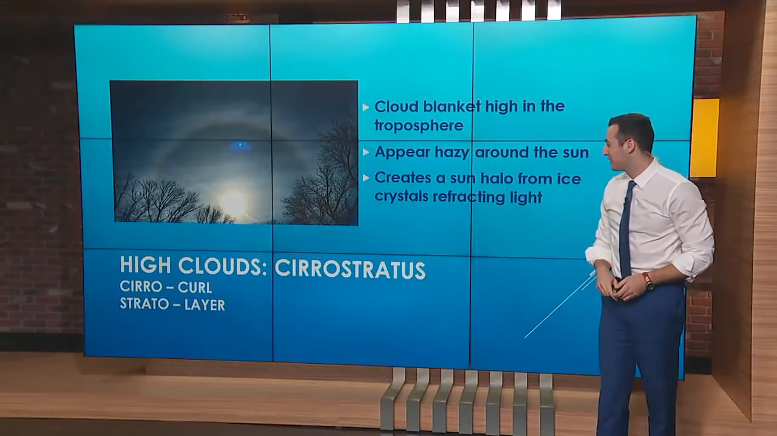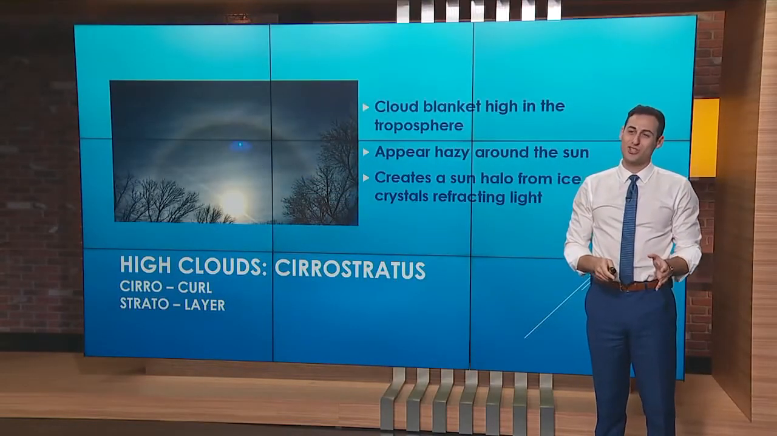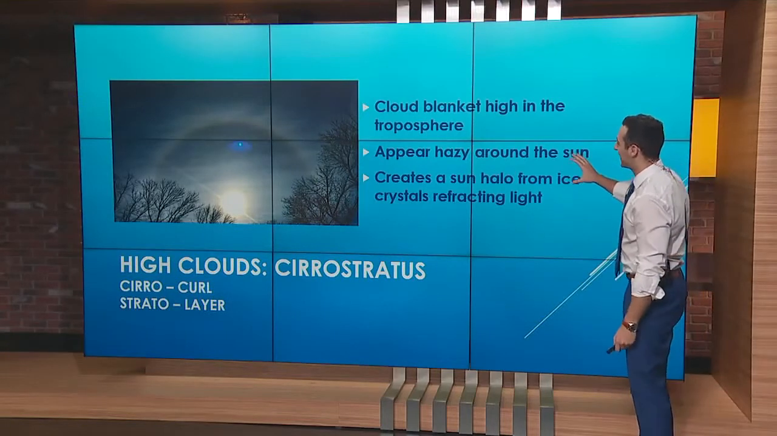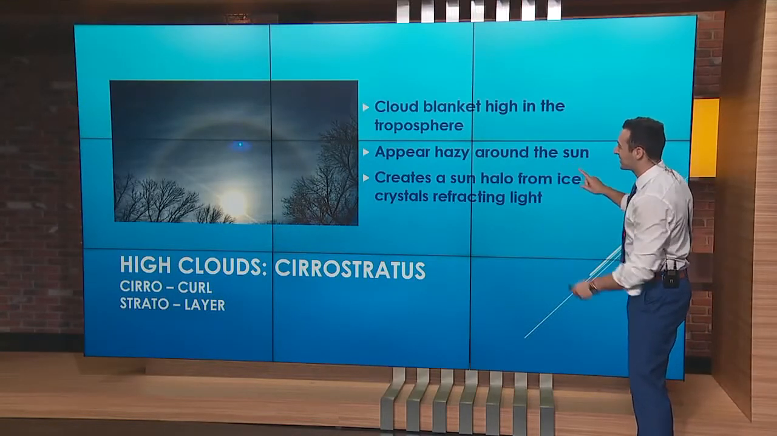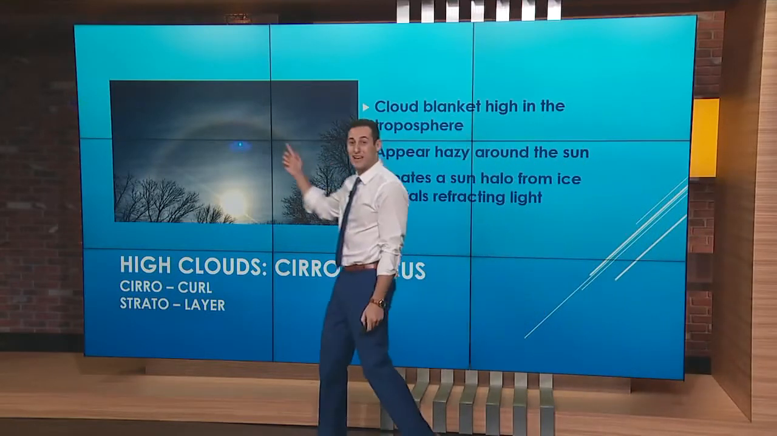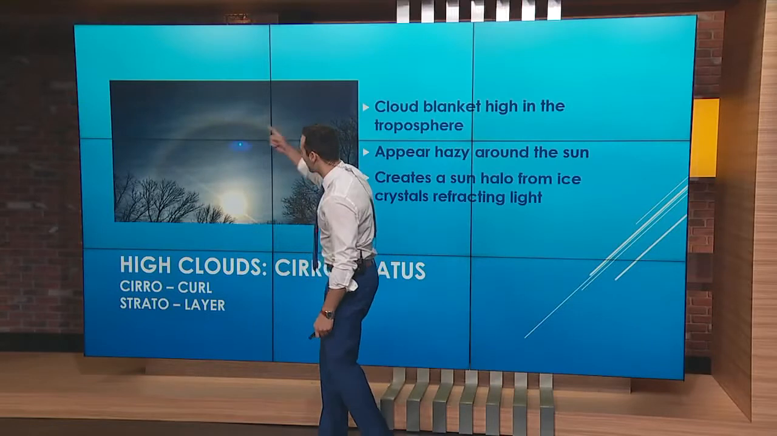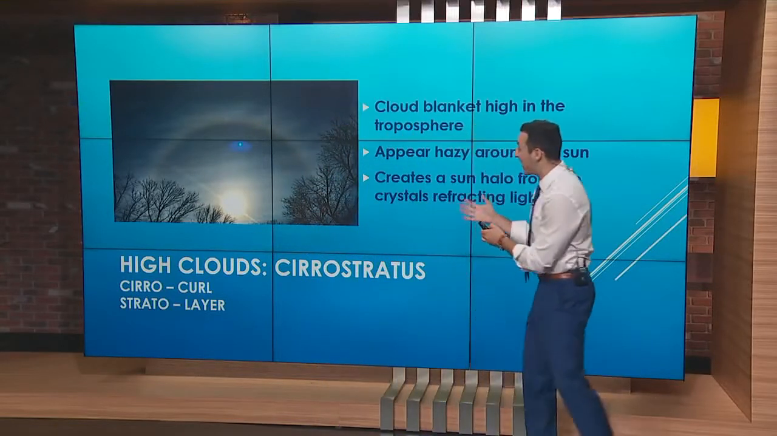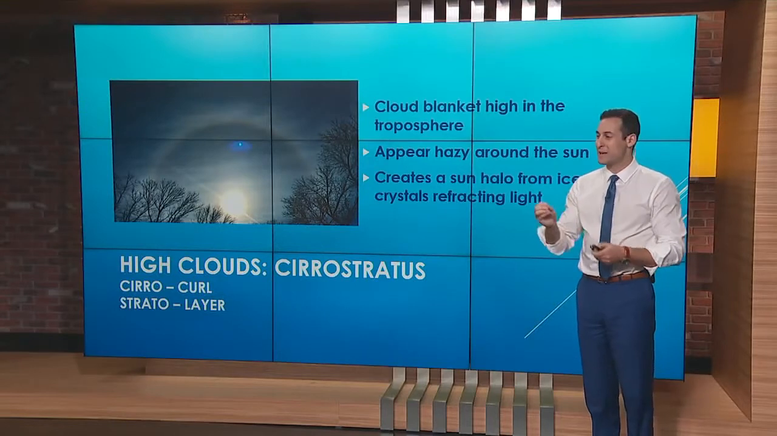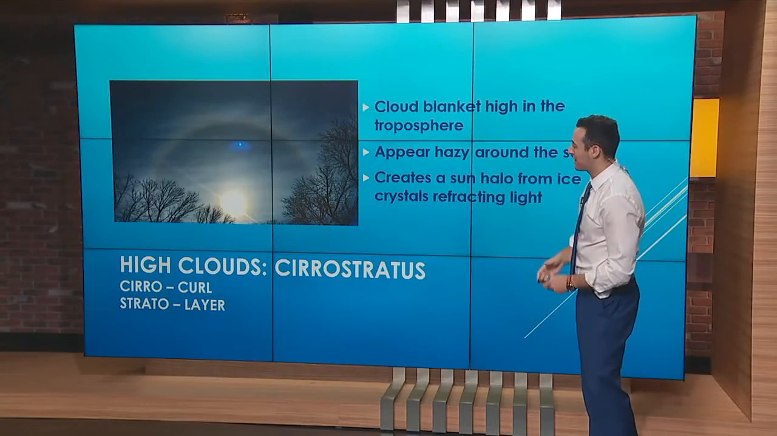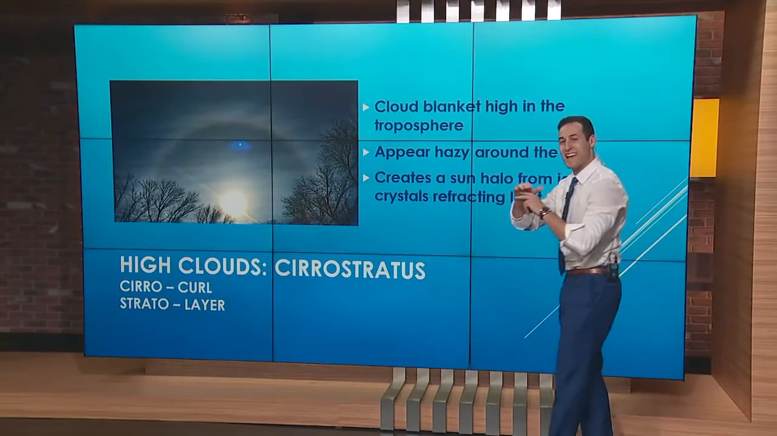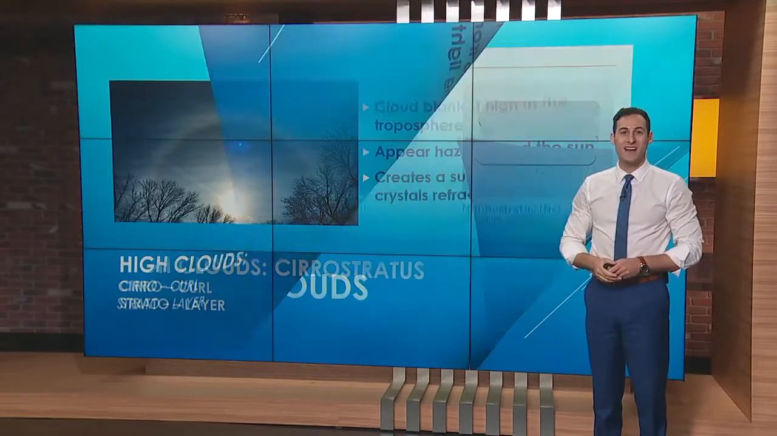And now we have cirrostratus clouds, which aren't that exciting, but they do something pretty cool. If you have the right setup, it appears hazy around the sun and even creates a sun halo. And you've probably seen this a few times in your life where it looks like there's a rainbow around the sun. It's due to these ice crystals, which are cirrostratus clouds, refracting light off of them in the right way that it makes this rainbow around the sun. So remember, cirro is curl, strato is layer, so this is a high layer of clouds up in the atmosphere.